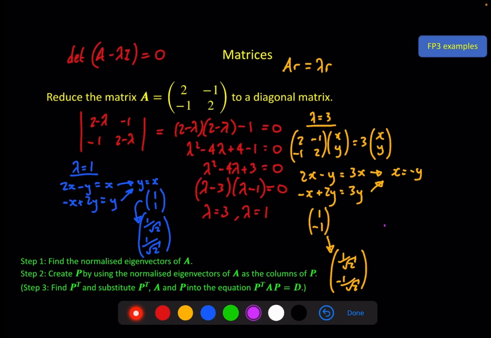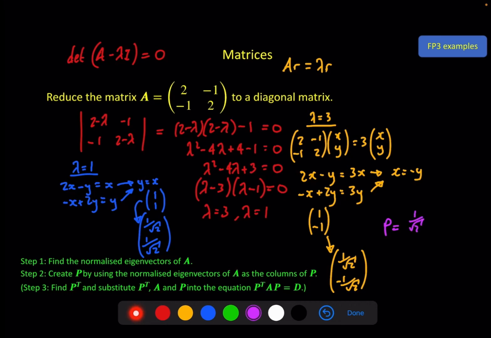So my P I create by using these two column vectors as the columns of P. And I can put this one first, and then this one, or I can do it the other way around. At this point it doesn't matter. We'll come back to what the consequence is if I choose one way or the other later in the video. So I'm going to choose, I did the yellow one first, so let's put the yellow one in first.